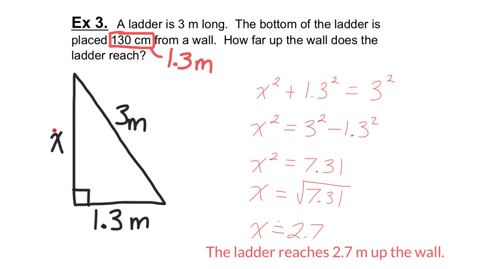X is the distance up the wall that I'm trying to find. How high does the ladder reach up the wall? So I know the hypotenuse, I know one of the other sides, I'm going to figure out the missing side length. I use Pythagorean theorem, make sure 3 is in the hypotenuse spot, and proceed to solve. I get about 2.7 meters as the distance my ladder reaches up the wall.